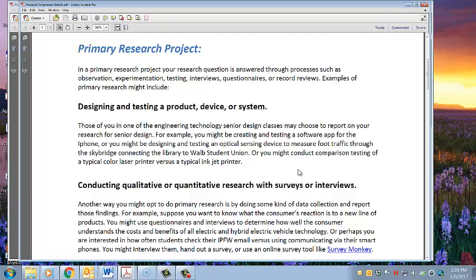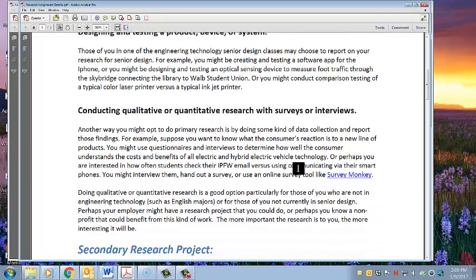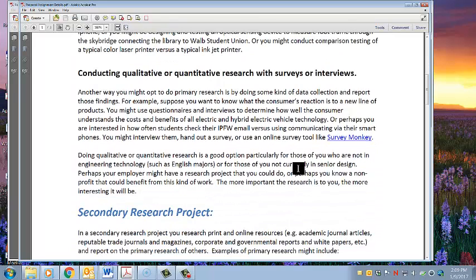Now, some of you also then might be doing qualitative or quantitative research with surveys or interviews. So primary research, like that's the kind of stuff that I do in my field. When I'm publishing new research in my field, it's primary, but it's quantitative. So that means that I do some kind of a data collection where I interview people, I then code the data, and then I publish the results.